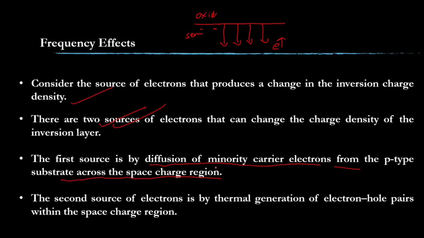And the second source is normally the thermal generation of electron hole pairs. There may be some chances of separating the electron hole pairs within the space charge region. That is also a reason for inversion, okay. So these are the two sources of electrons at a high positive voltage at the gate terminal.